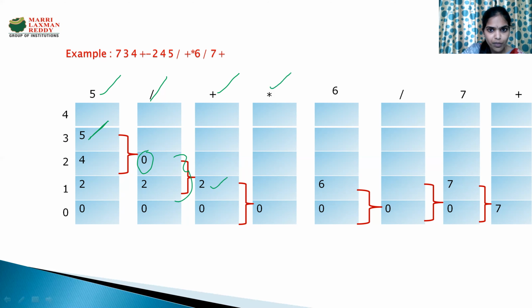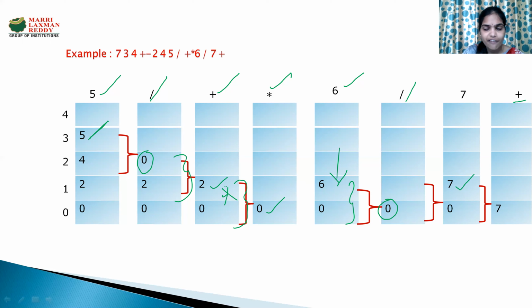Again I have the into operator. When I get the into operator, I have to pop the last two values, that is 0 and 2, and I perform into, so 2 into 0 is 0. I got a resultant of 0. Again I got 6. Now 6 is an operand, so I have pushed it onto the stack. Again I have division. If I divide 6 by 0, I get the resultant quotient as 0. Next I have 7. 7 is a value which I have pushed onto the stack.